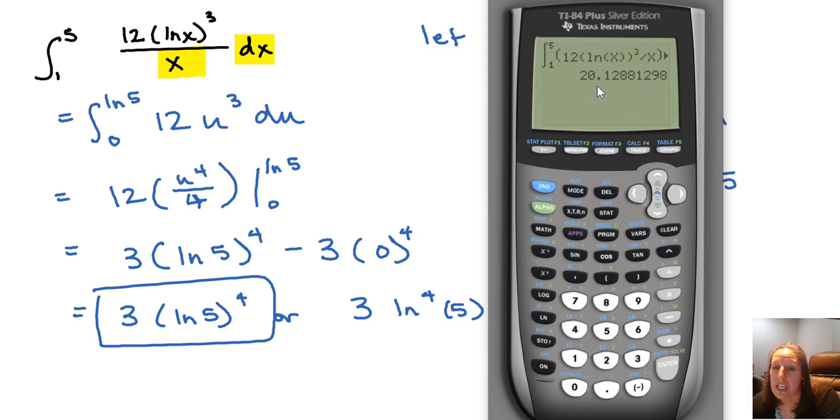And we see that that decimal approximation is 20.128. So if we plug in our answer, 3 times the natural log of 5 raised to the 4th, we see that we get that same answer. And so pretty confident that our work is correct there.